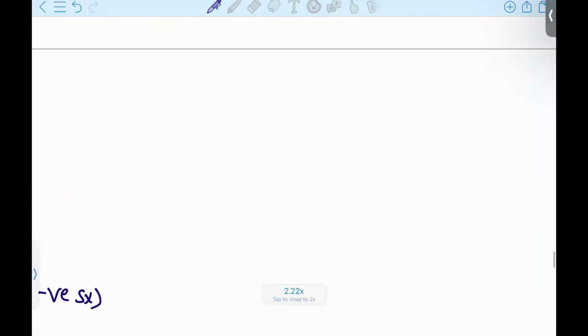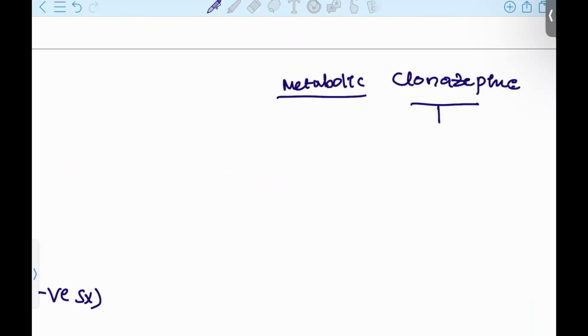Coming to the metabolic symptoms. Most commonly, these metabolic symptoms are associated with clozapine. Okay, clozapine. And this clozapine drug also has the risk of, most commonly, sialorrhea, and agranulocytosis.